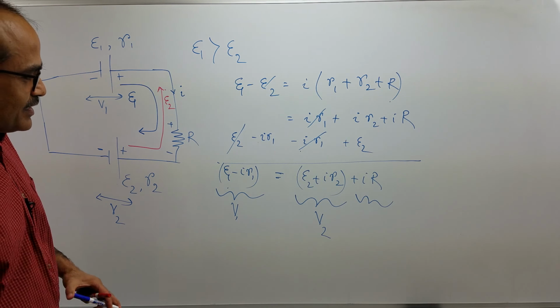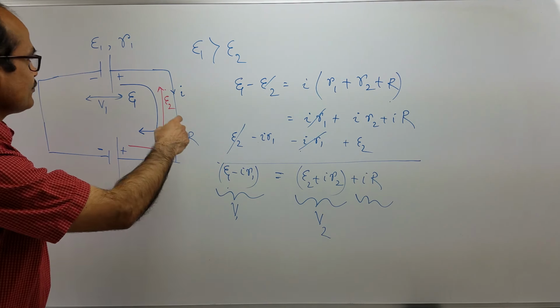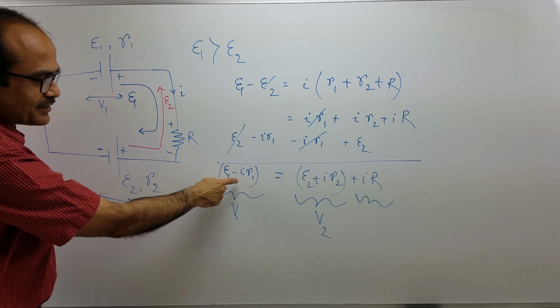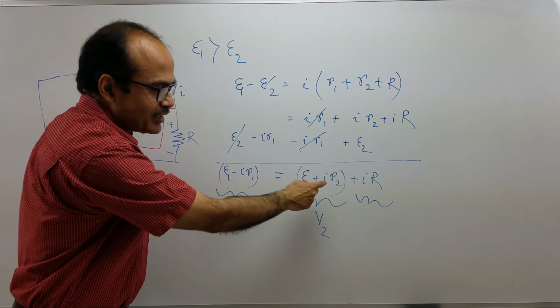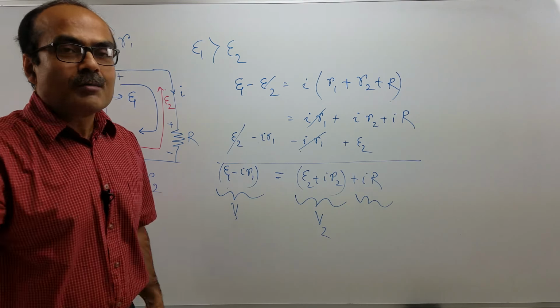So, we can clearly see the terminal voltage of the cell driving the current is epsilon 1 minus IR1, and that of the cell opposing the current is epsilon 2 plus IR2.